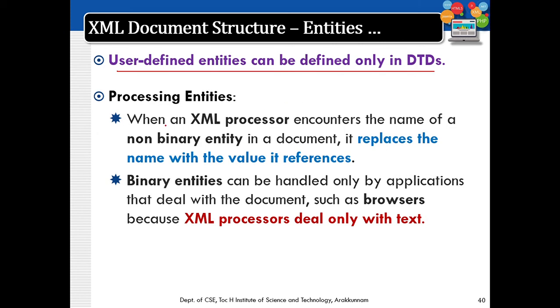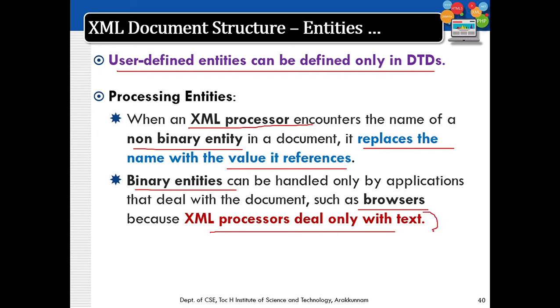Then, processing entities. When the XML processor encounters a non-binary entity, it replaces it with the value it references. Suppose it says ampersand GT semicolon, then that will be replaced with a greater than symbol. Likewise for all other entities; if it is a document itself, that will be replaced within the XML file. Binary entities are handled only by applications that deal with the documents, such as browsers. Binary entities are not textual data, so XML processors deal only with the text content.